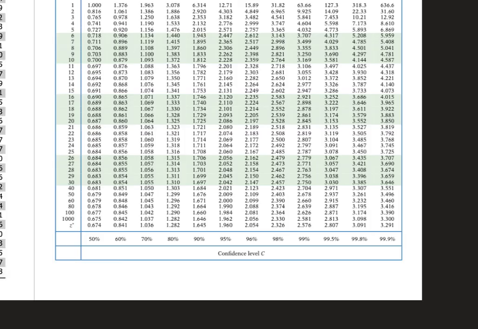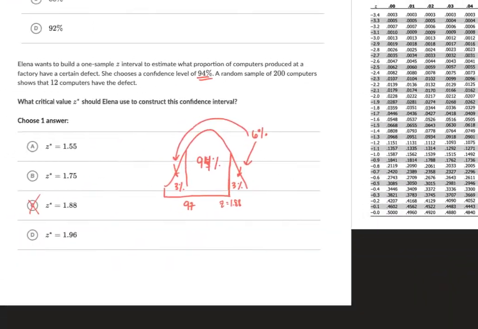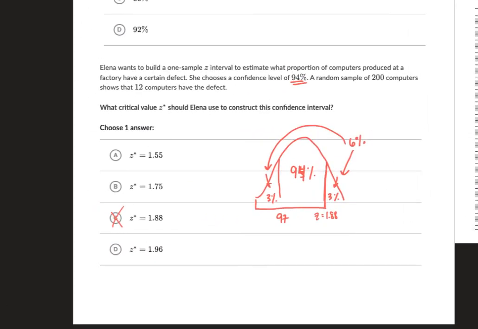You only need to do this working backwards process if you're given a confidence level such as 94% that is not found on that table.